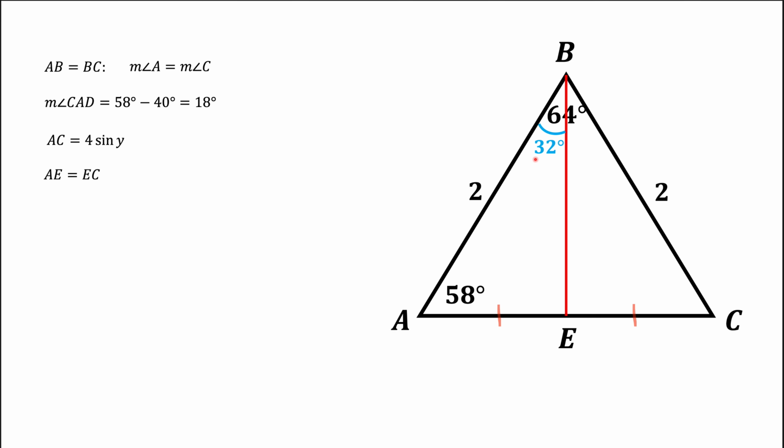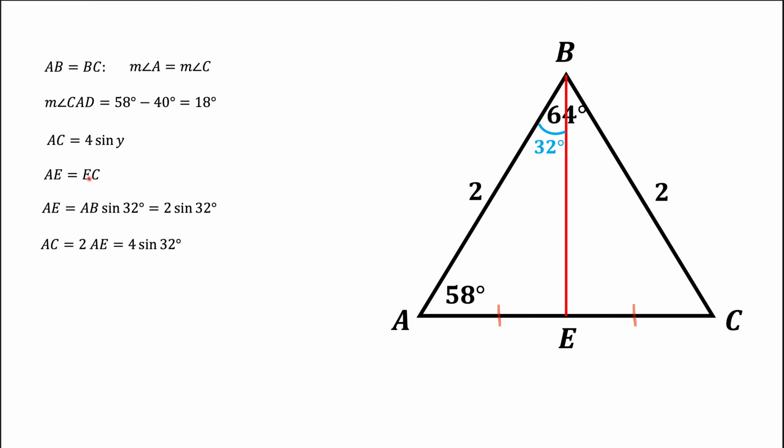And now let's look at triangle ABE. That's a right triangle. From that triangle, we can find the length of side AE. That side equals AB, the hypotenuse, times the sine of the opposite angle, and that is 32 degrees. So we get that AE is 2 times sine of 32 degrees. Now, we are not really interested in AE, we're interested in AC, but we know AE is half of AC. So that lets us find the whole side AC as 4 times sine of 32 degrees.